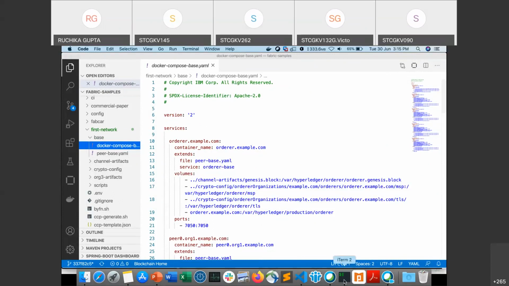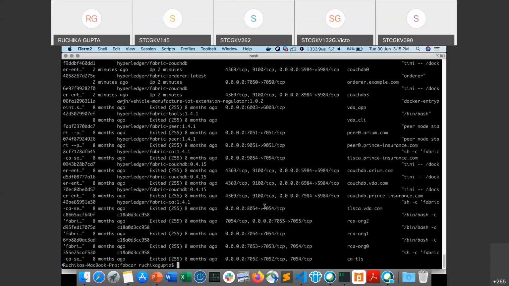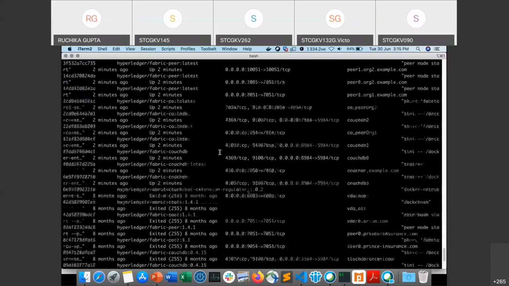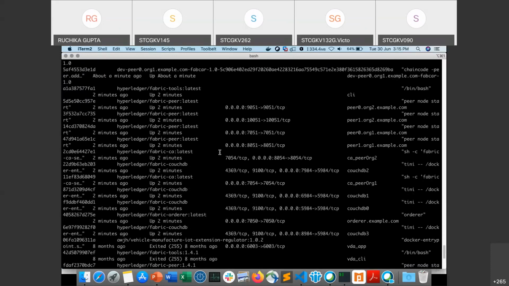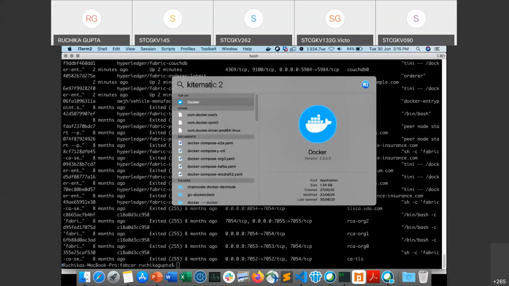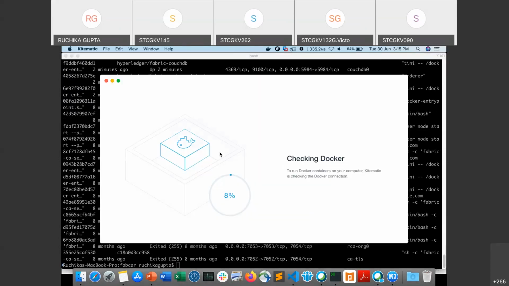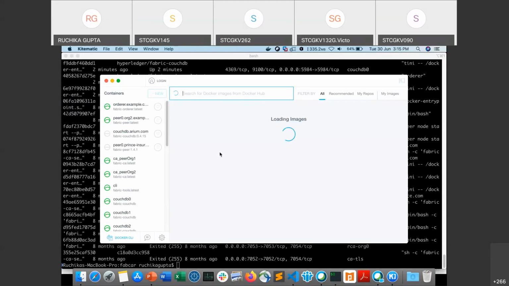So if I go back here, I think all my containers have been created. I'll show you how it looks. These are the containers which have been created. I'll have a container which shows what my peers are running, what different databases I need which are running, and what certificate authorities are running.